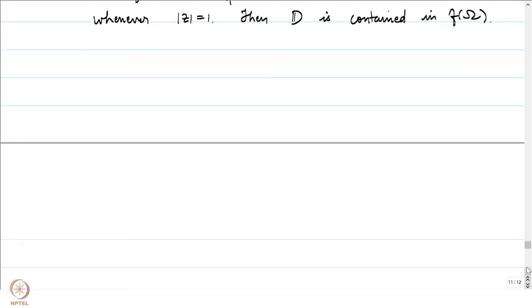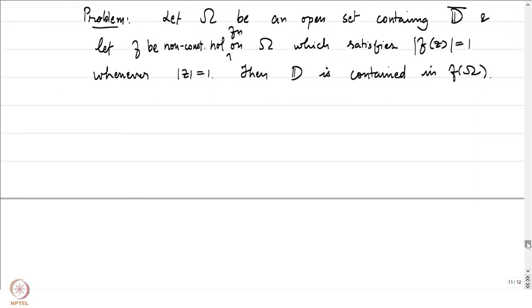Okay, so let us see a solution. The solution is going to have multiple observations. The first observation is that f should necessarily have a 0 in the unit disk. So, claim: there exists z in D such that f of z is equal to 0.